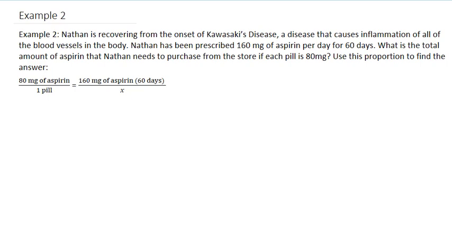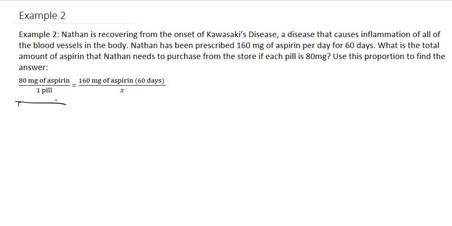This is a more complicated scenario because there is an additional step. First, let's talk about what proportion means. Our first fraction is the amount of aspirin that's in each pill. The second fraction has the total amount of aspirin divided by the unknown number of pills.